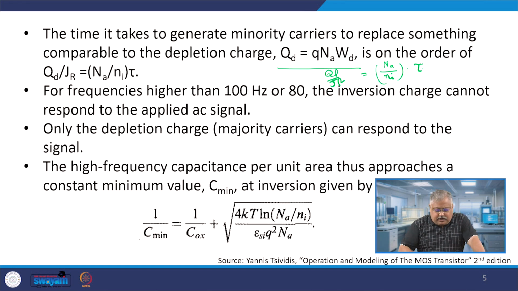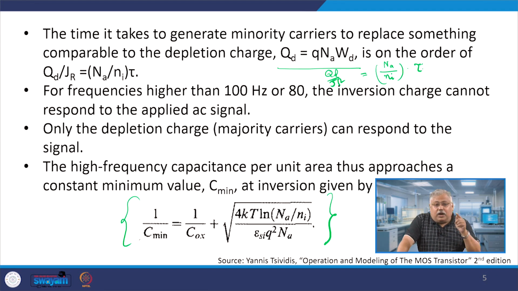Now, just to clarify your thought, we generally write down the high frequency capacitance, which we have looked at in our previous discussion, as 1 by C min equals 1 by C aux plus 4 kT ln of Na by Ni upon epsilon silicon q square into Na, right. T is the absolute temperature. This gives you a value of the minimum capacitance which you could expect to see in this case.